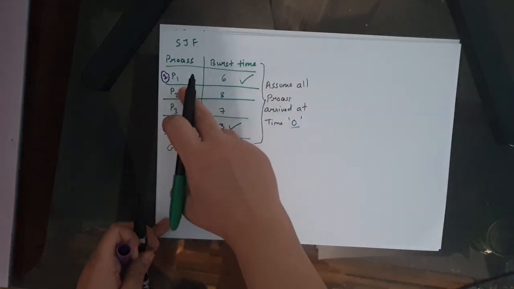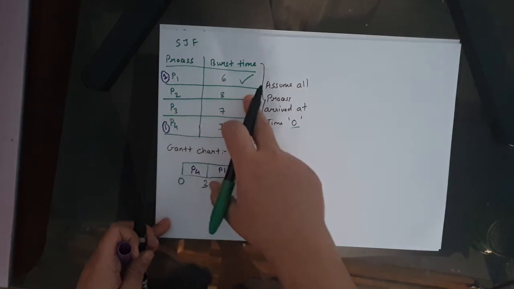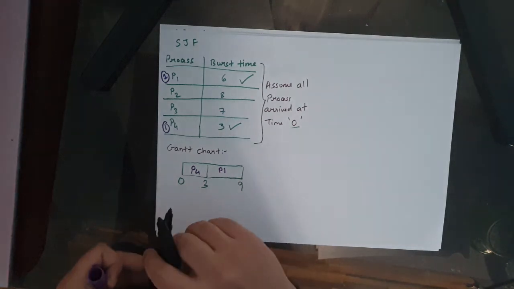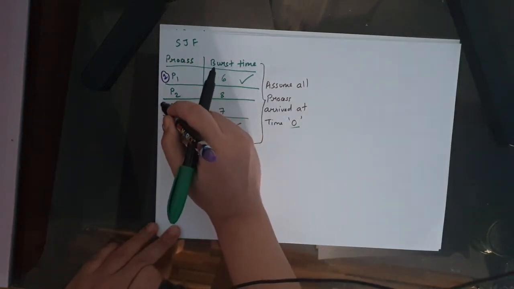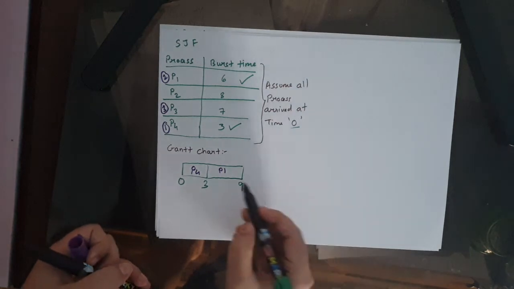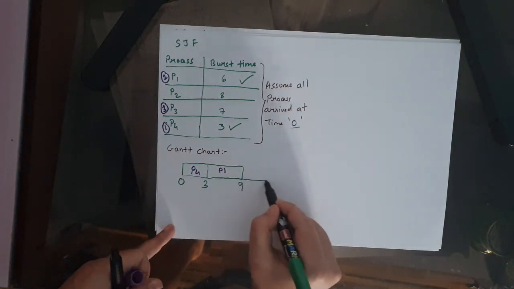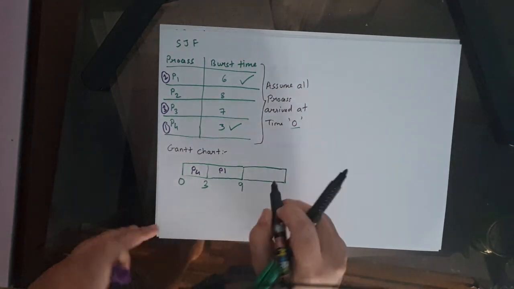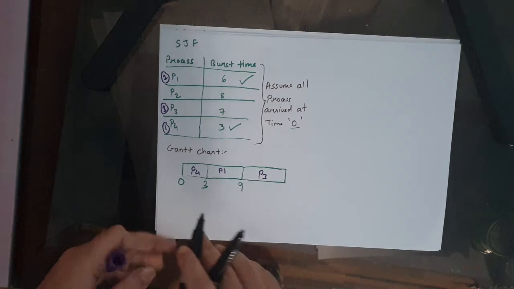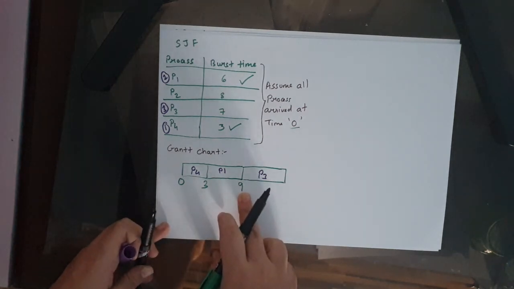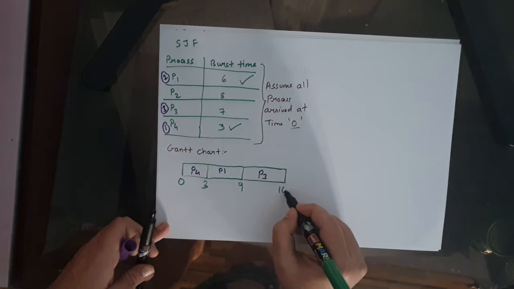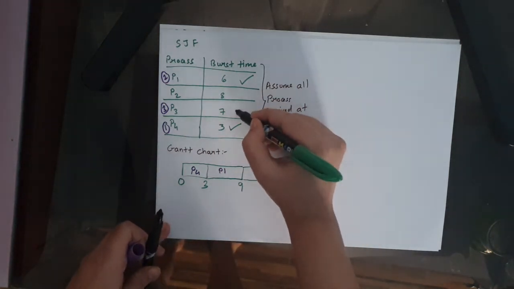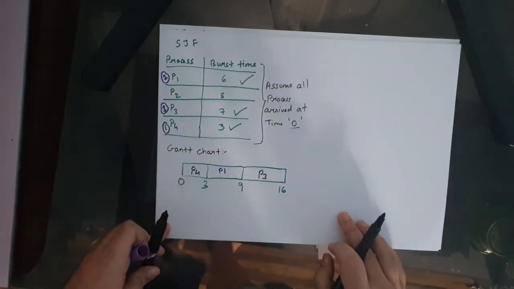Now we have P2 and P3 remaining. Let's see whose job is shortest. If we notice, 7 is the shortest one, so we'll be giving the CPU to P3. This will be the third process to pick. We have to run 7 units, so P3 will be executing for 7 more units. 9 plus 7 is 16. So it will be running till time 16, and after this the execution of P3 will be over.